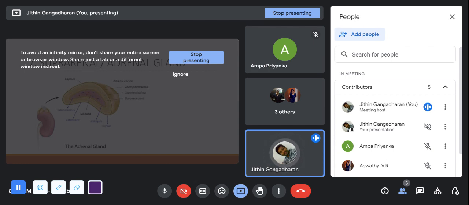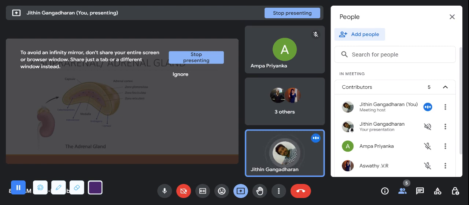Clear. Now, the seventh one is your suprarenal gland or adrenal gland. Suprarenal means it is just above the renal gland, so it is known as a suprarenal gland or adrenal gland. Now, the adrenal gland has a covering. Actually, it has a cortex as well as a medulla: adrenal cortex and adrenal medulla.